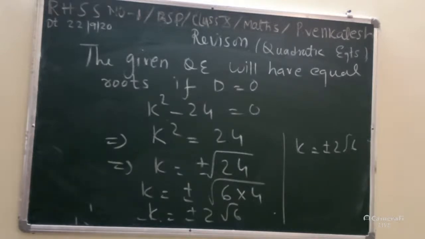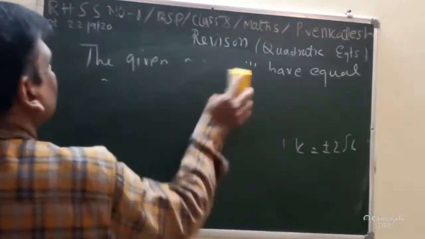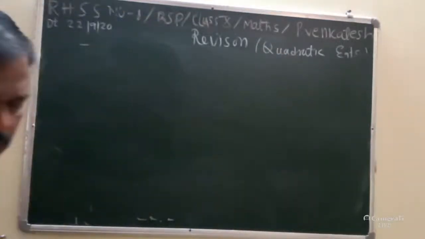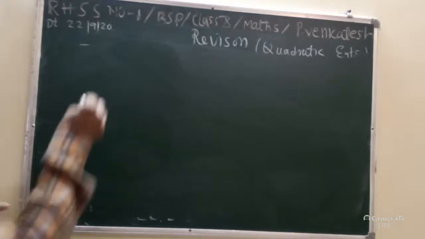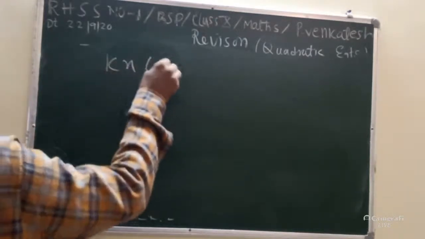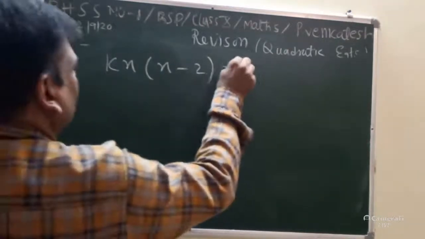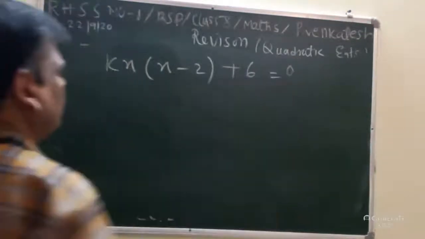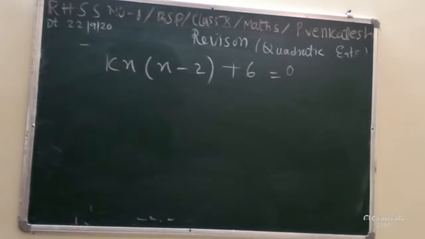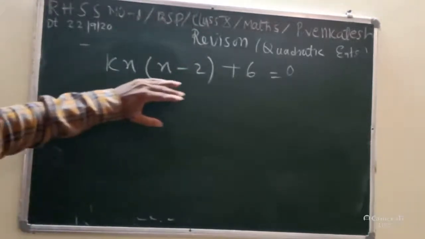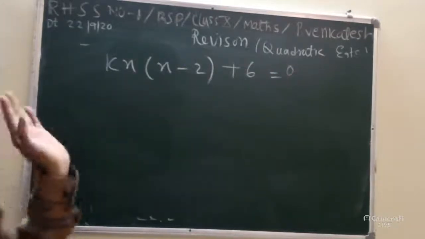One more sum will do. See here, kx into x minus 2 plus 6 equal to 0. Okay, I am giving 2 minutes time, you solve it. After that I will explain. kx into x minus 2 plus 6 equal to 0.